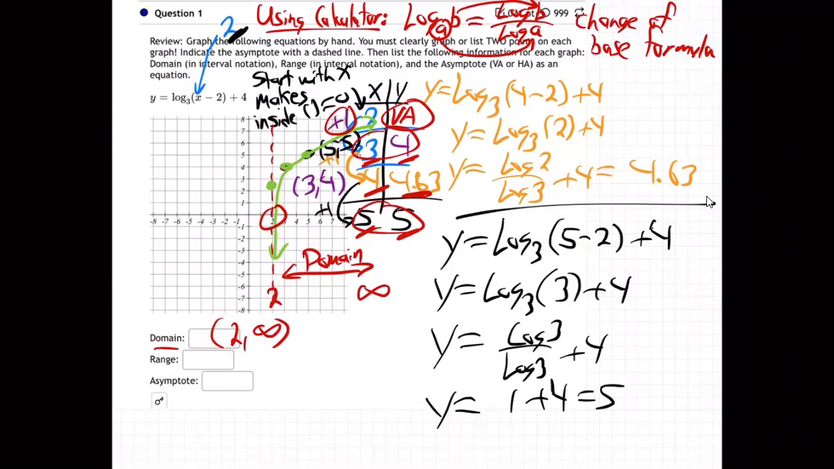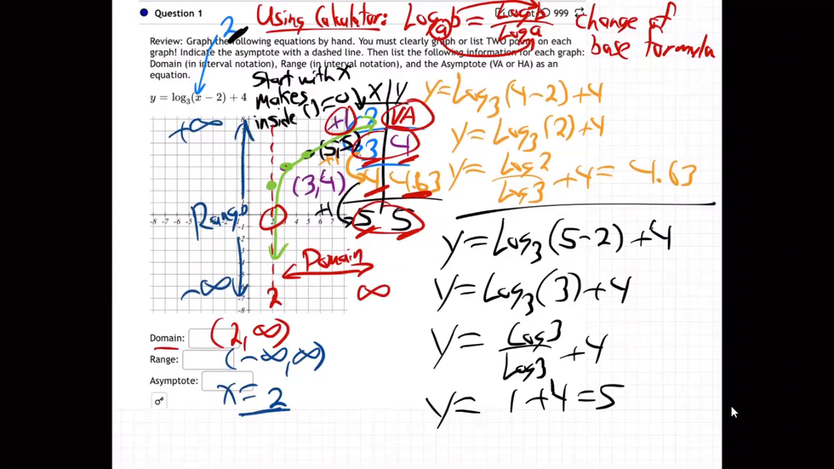What is the range of this graph? Remember, the range is the vertical coverage, the up and down on the y-axis. So the bottom is negative infinity, the top is positive infinity. So the range is negative infinity to positive infinity. The graph goes down forever, up forever. And the asymptote, that's x equals 2. We see it right there on the graph, x equals 2. So there we go.